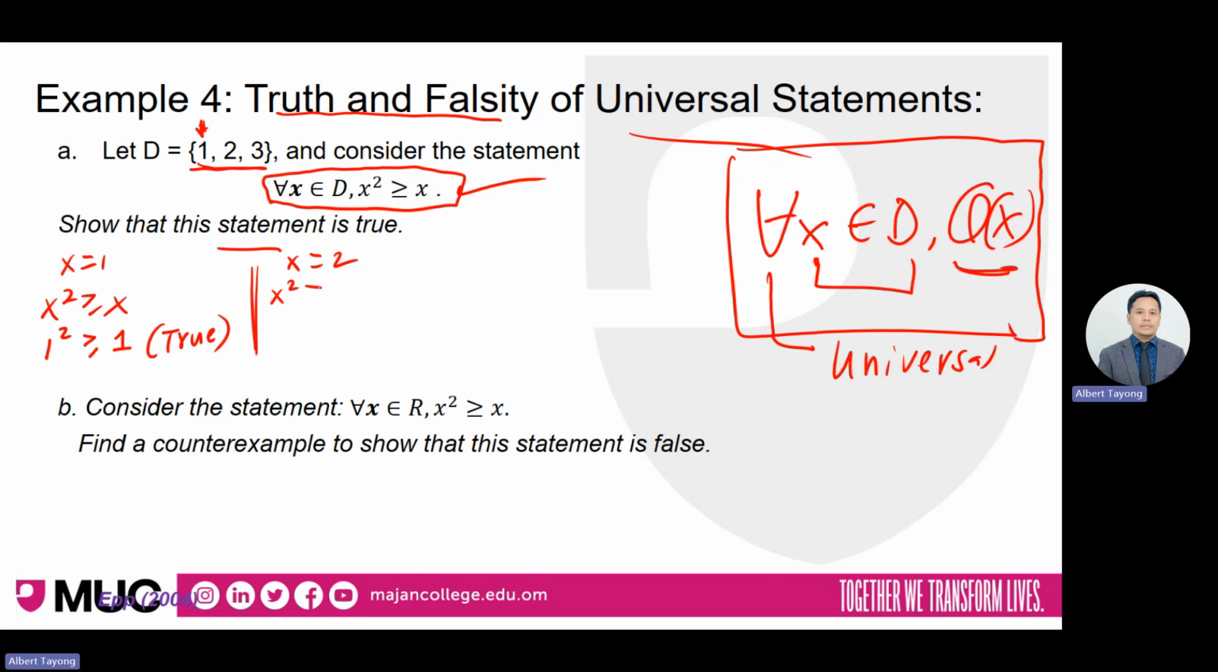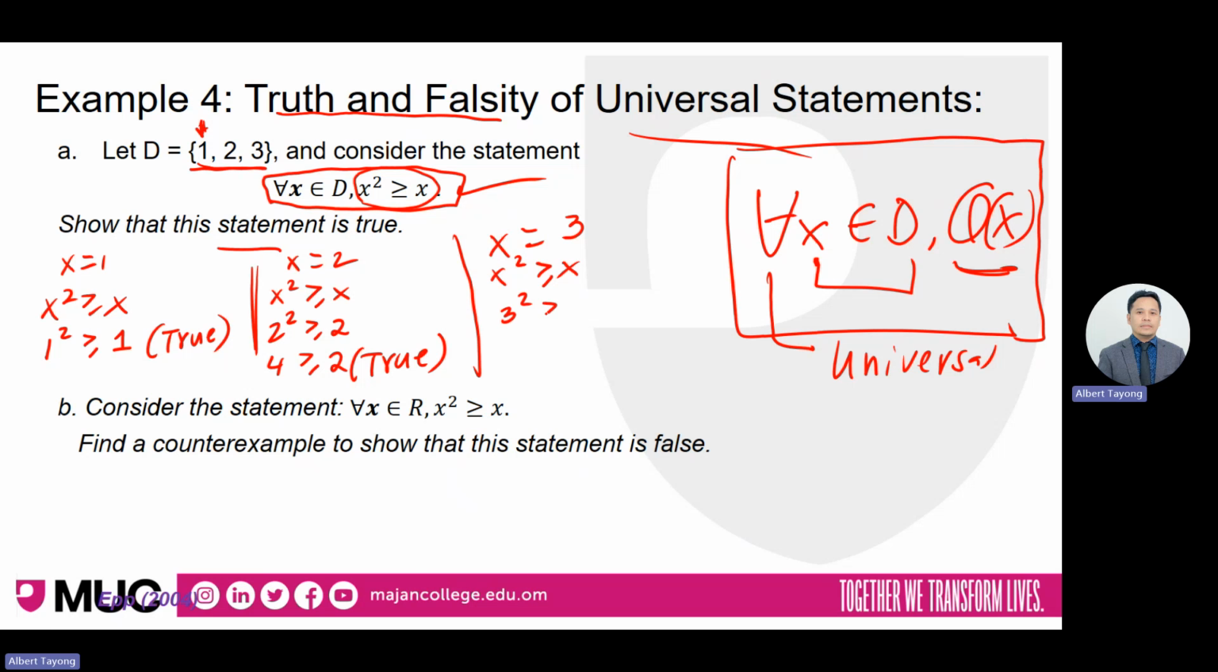So this is the given predicate here. So 2 squared greater than or equal to 2. 4 is greater than or equal to 2, which is true. Because when we have a line below, it means or. So this means 4 is greater than 2 or 4 is equal to 2. It's either. Next is the last, x equals 3.